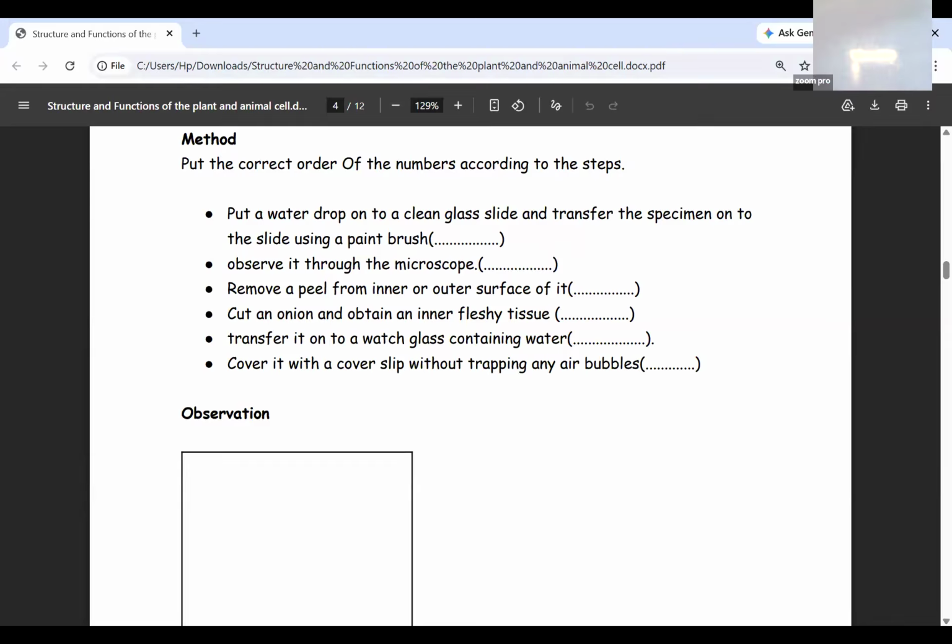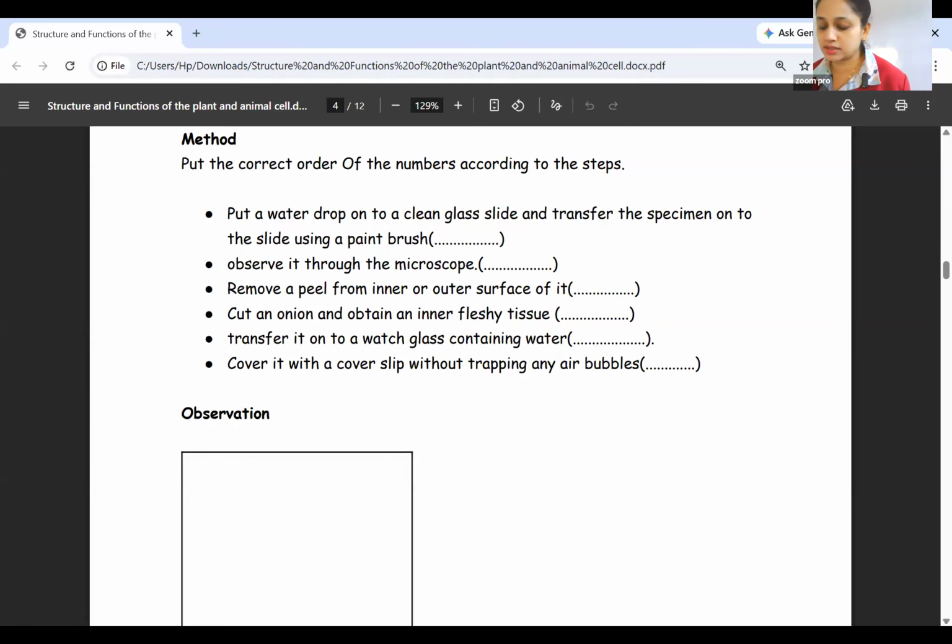Next step: put a water drop onto a clean glass slide and then transfer the specimen onto the slide using a paintbrush. Then cover it with a cover slip without trapping any air bubbles. The last one: observe through the microscope. Put the numbers according to the order and draw the cells, not now, as homework. For the observation, you have to draw the cells.